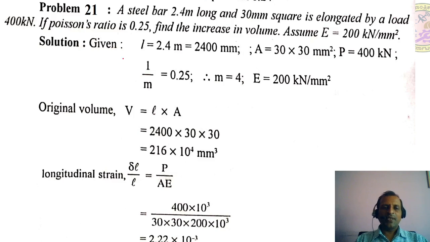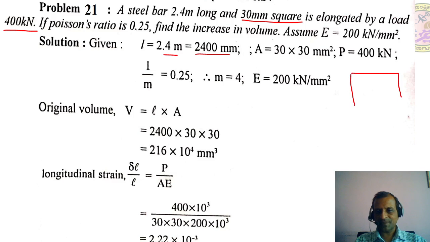So now we'll see a steel bar 2.4 meter long and 30 mm square is elongated by a load 400 kilonewton. If Poisson's ratio is 0.25, find the increase in volume. Assume E is equal to 200 kilonewton per mm square. Right? Write the given data. So he has given L is equal to 2.4 meter. It means 2400 mm. 30 mm square he has given. Square means it should be like this. The square. Right? So this is also 30 and this is also 30.